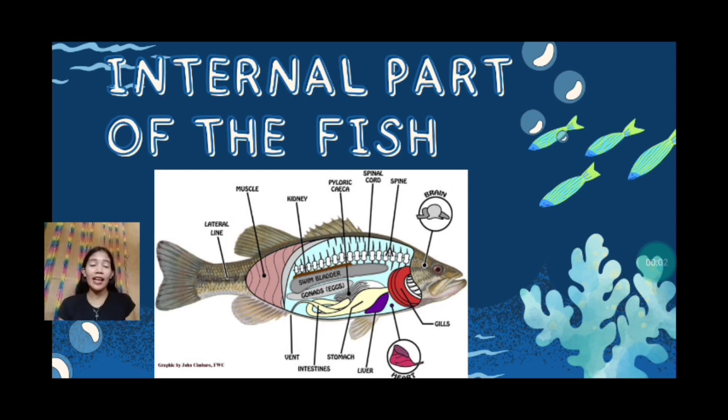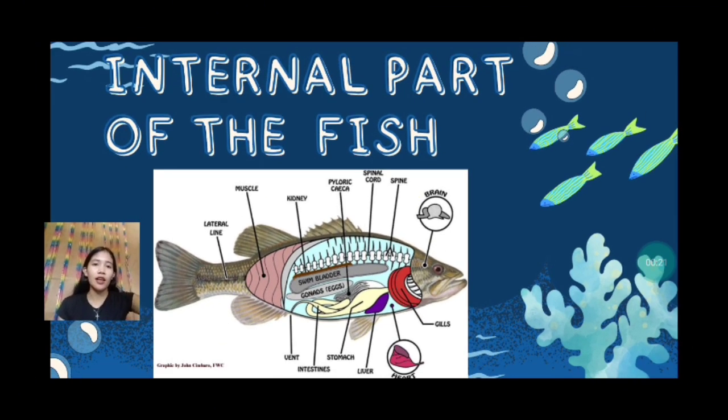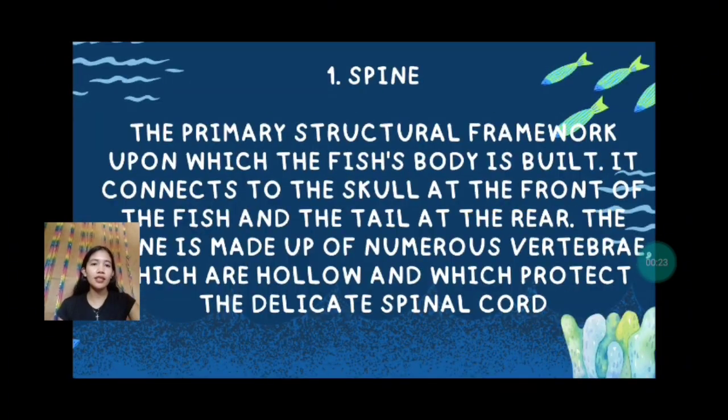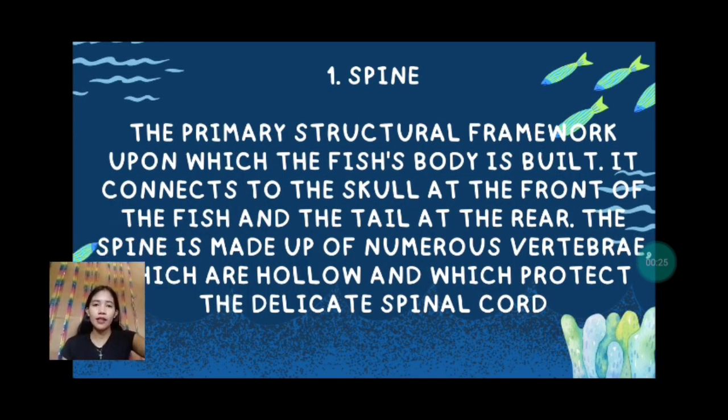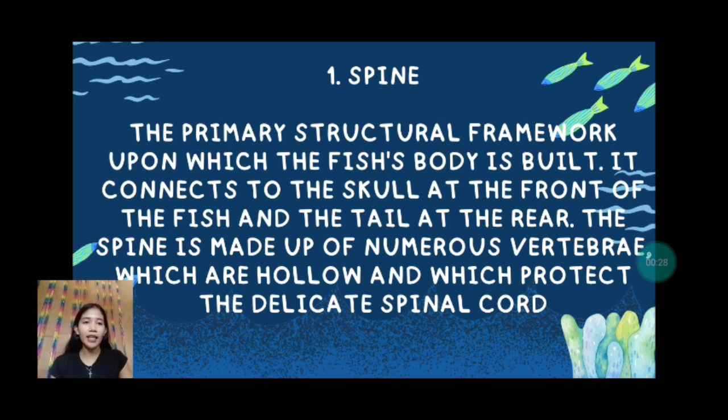And now, let's proceed to the internal part of the fish. These are the parts of the fish. We have here the lateral line, muscle, kidney, pyloric ceca, spinal cord, spine, brain, vent, and others. But first, we are going to discuss the spine, which is an internal part of the fish.